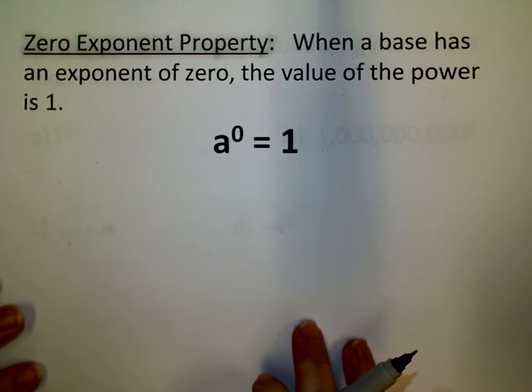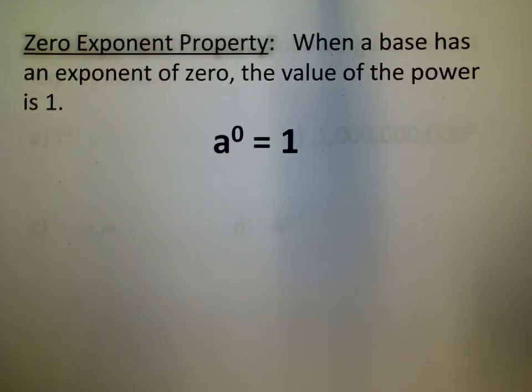0 exponents. This is the last one. This is just a rule to memorize. When anything is raised to the 0 power, the value of that power is 1. It does not matter what it is, it's always going to be 1.